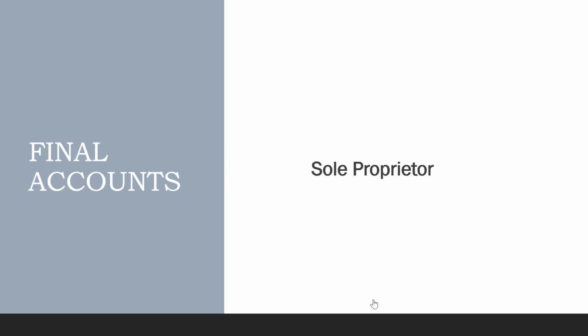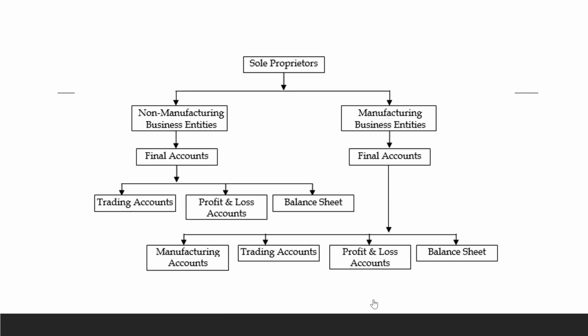So let's first understand the final accounts for a sole proprietor. Once you understand that, it becomes very easy to understand the books of accounts or final accounts for all kinds of entities. A sole proprietor is one person who is doing a business. And it can be either a manufacturing organization or a non-manufacturing organization. Here the business is run by a sole proprietor, so he's an individual.